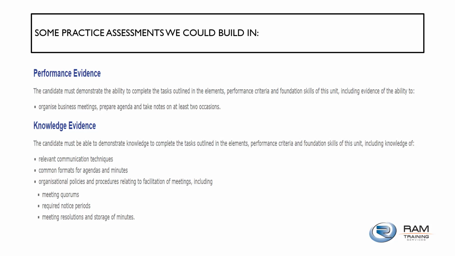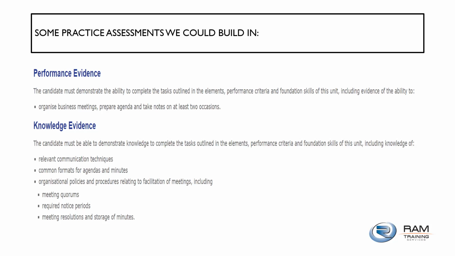So we've got 1, 2, 3, 4, 5, 6 items there, but you're probably going to have more than 6 questions because you're going to have maybe multiple relevant communication techniques that you need to ask about. Maybe there's multiple meeting quorums that you need to ask about. Maybe you're going to have a couple of questions on required notice periods. Maybe you're going to have a couple of questions about meeting resolutions and storage of minutes. Hopefully that's making sense for you there. So even though there's 6 items, it could actually turn into a short answer question task, which maybe has 15 or 20 short answer questions there.